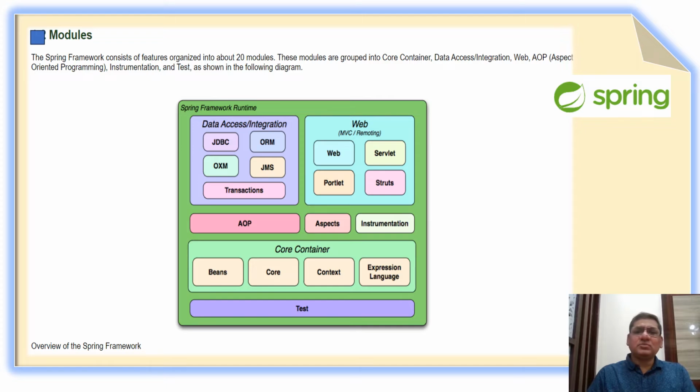If you talk about data access module, JDBC, object relational mapping, JMS, transactions, all that comes under data access modules. Web module, right? It's like model view controller, web servlet, portlet, struts, all the things come under web module. We have AOP, aspect oriented programming, aspects, instrumentation, all the things. These are all different modules under Spring framework. Finally, we have test module. Suppose you want to do J2EE testing, whatever we have written, we can test through the test module. Yeah, this is all about the overview of Spring framework.